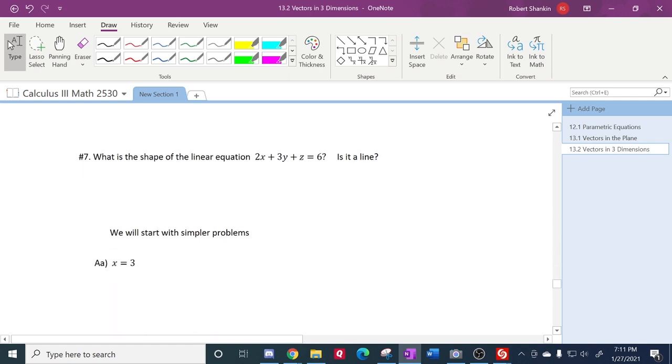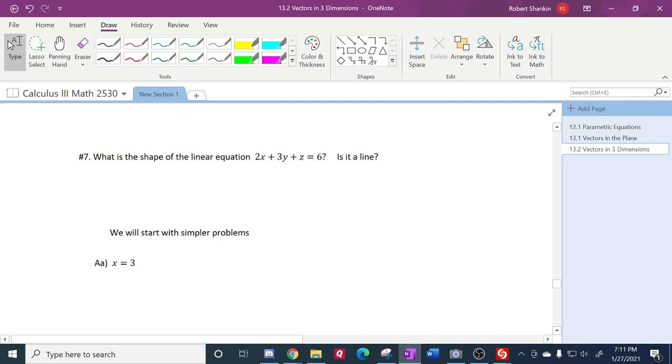Let's look at linear equations in 3 space. Linear in any space, what makes it linear in 2 space is when the x and the y are to the first power. And same definition, if all the variables, x, y, and z, are to the first power, we call it a linear equation. And if this was to be graphed, would we get a line?